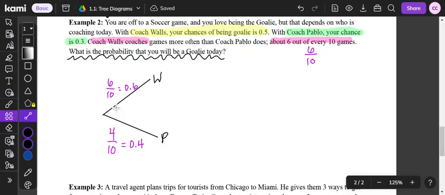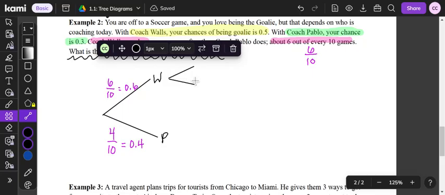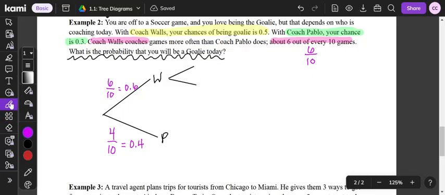So if Coach Walls is the one coaching, it says your chances of being goalie is 0.5. So here, we're going to break this off into two possible categories. And we're going to say, I'm either a goalie, G, or I'm not a goalie, not G. So goalie, no goalie. And we know that there is a 0.5 chance of me being a goalie, which means there must also be a 0.5 chance of me not being goalie.